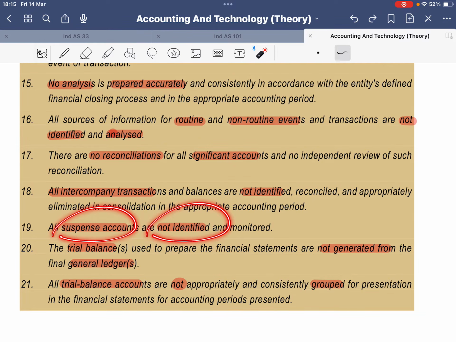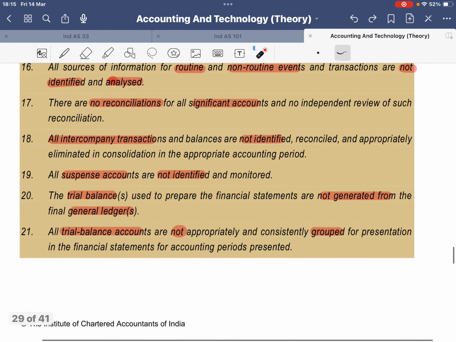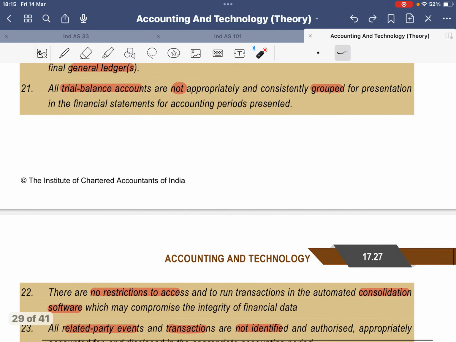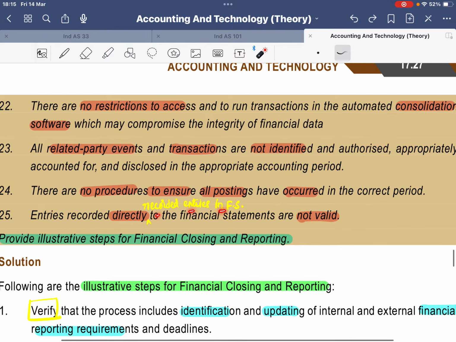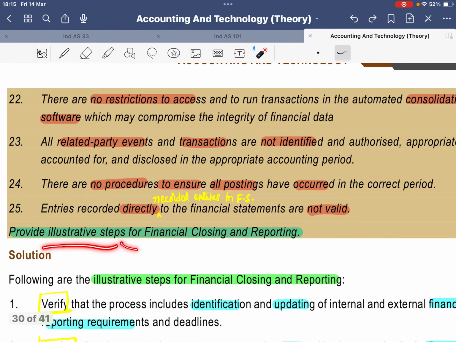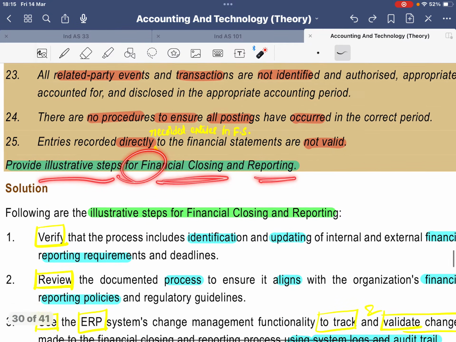Suspense account not identified. Trial balance not generated from general ledger. Trial balance accounts not grouped. No restrictions to access consolidated software. Related party transactions are not identified. No procedures to ensure all postings have occurred. Directly recorded entries in financial statements are not valid. Provide illustrative steps for financial closing and reporting.